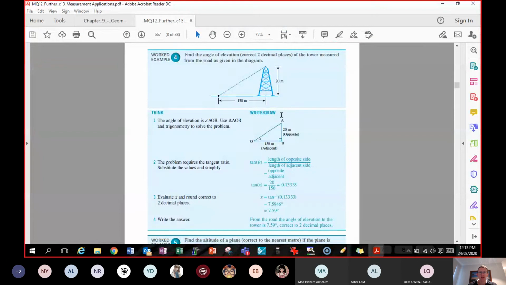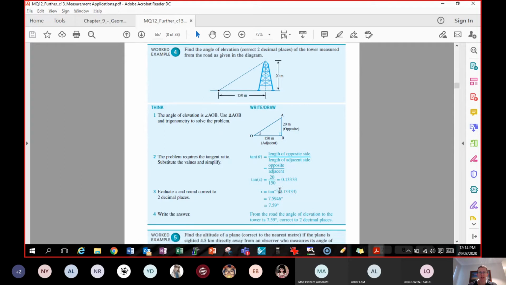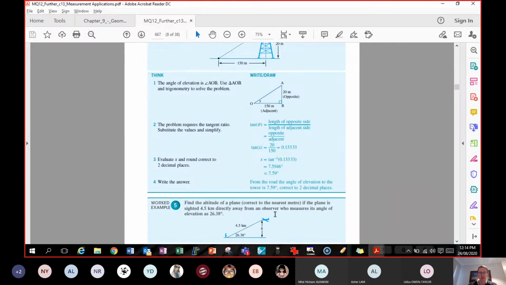Find the angle of elevation, correct to 2 decimal places, of the tower measured from the road. So if this is the angle, you want to find the angle of elevation. We're talking about this angle. Well, if that's 150 meters long and it's 20 meters high, your opposite and adjacent, it's going to be tan. So it's going to be the inverse of tan, 20 over 150, and you'll get your answer in degrees. And we want to give that to 2 decimal places.